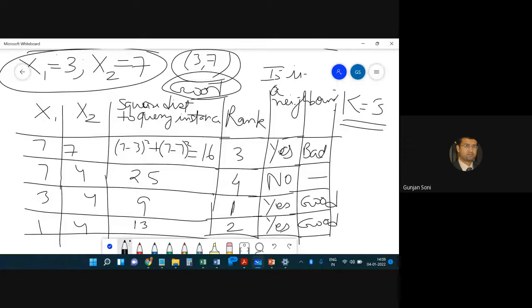So this happens when you have the labeled data which is categorical in nature. This is a category, no? Good and bad. So when your labeled data is in a category, then we consider this kind of situation where you are counting the majority.